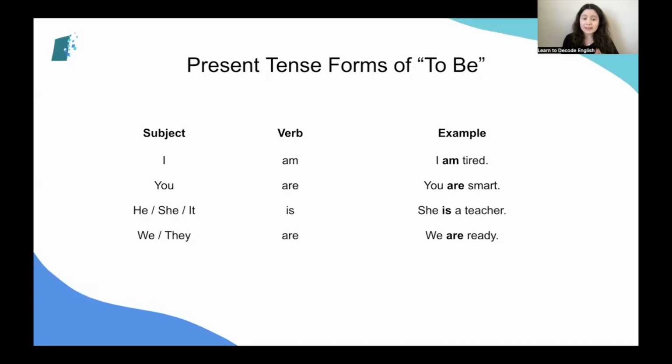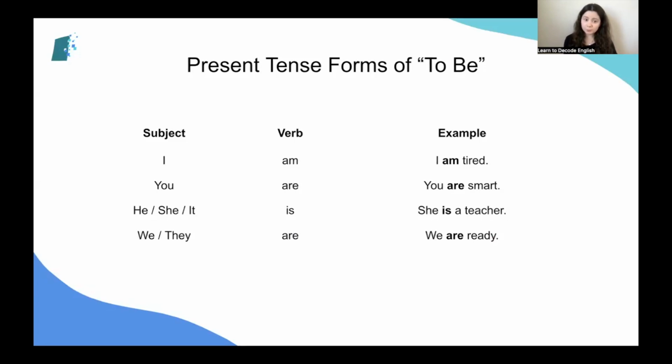If you're using the second person pronoun you, you'll use the verb are. You are smart. So if I speak to one person, I can say, you are smart. If I speak to 5 people, I can still use the same pronoun and form of the verb to be. You are smart. This pronoun takes on the same form in singular or plural.